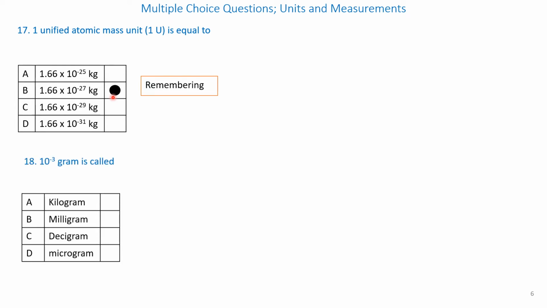Next question. Question number 18. 10 to the power of minus 3 gram is called. There are four options given, A, B, C and D. You have to remember it. So 10 to the power of minus 3 is milli. So it is milligram. You have to remember and mark B as the correct answer.